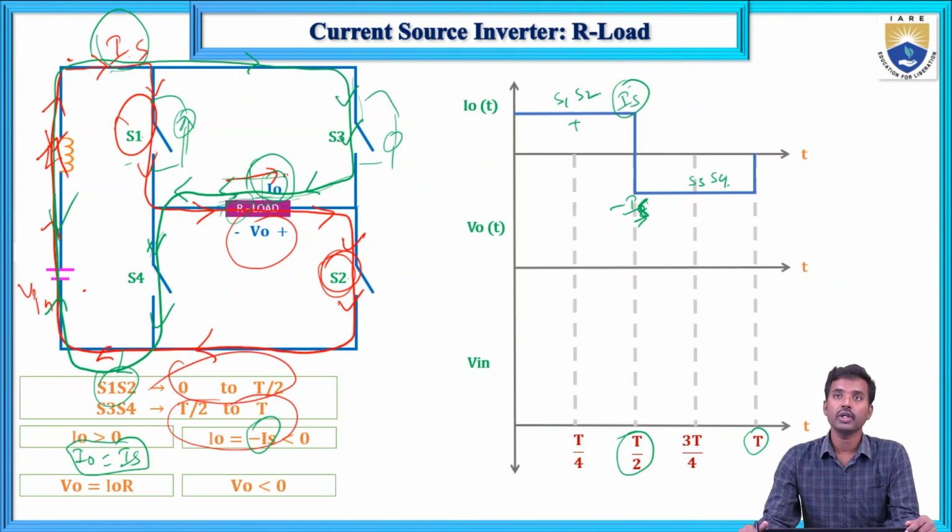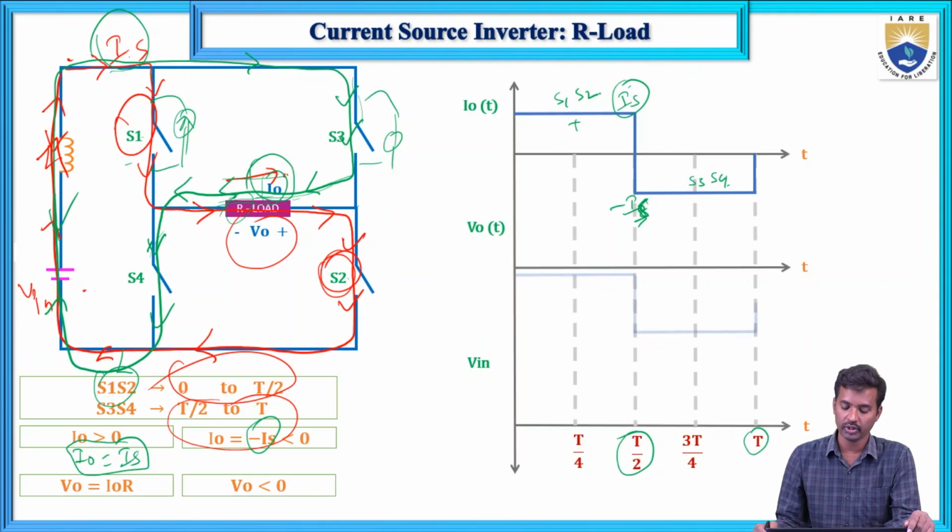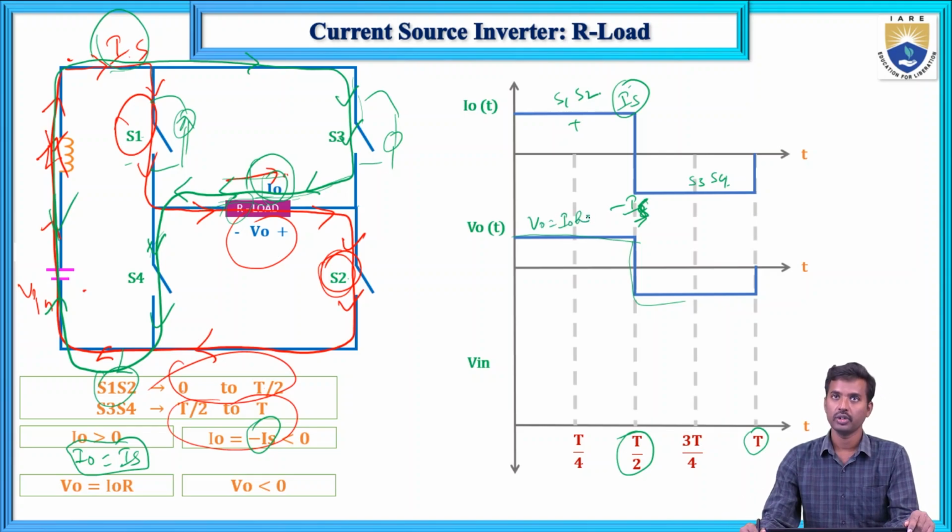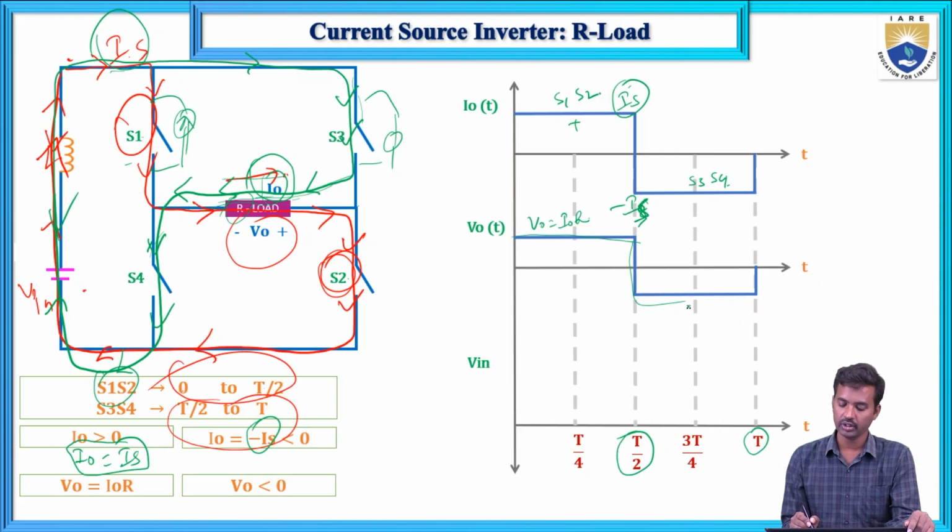IS is never negative, but here the signs are different. Now this is a voltage stiff type of load. In case of an R load, the current and voltage values are both in phase. The vectors are in phase, so the current follows the output voltage, and the output voltage follows the input current. This is the output voltage, V0 equals I0 into R, and next this one is also I0 into R, but it is negative.